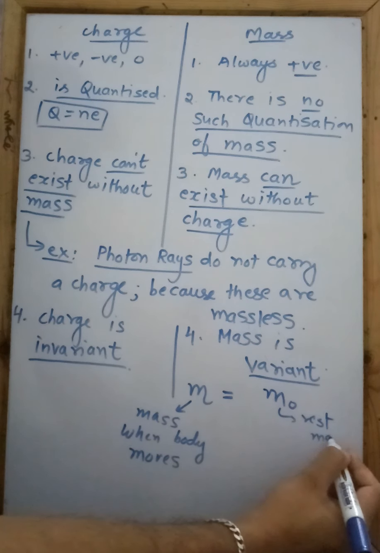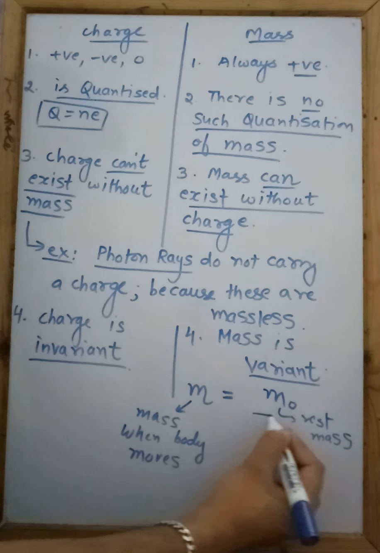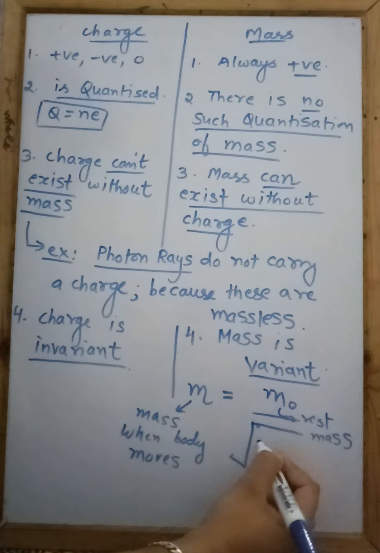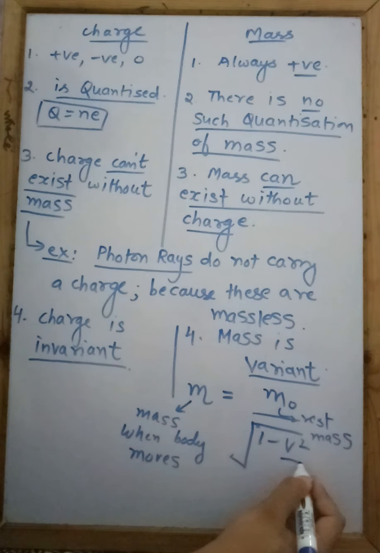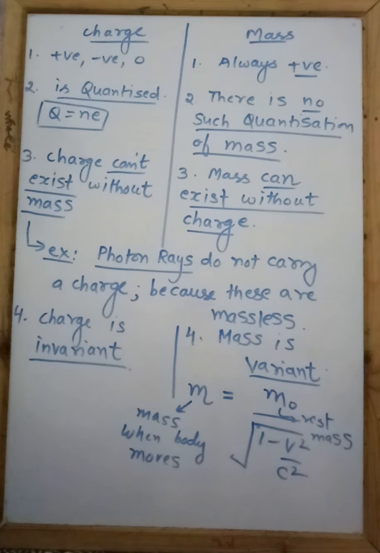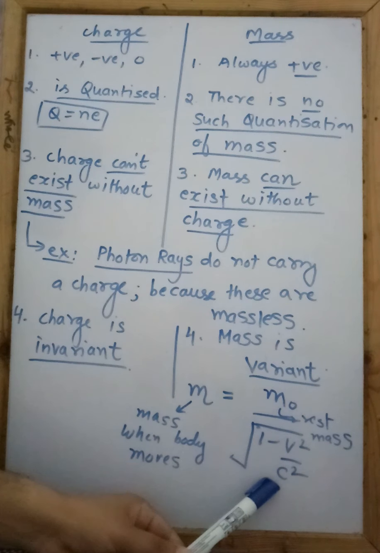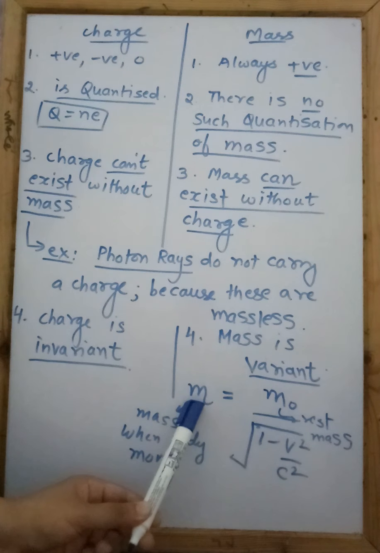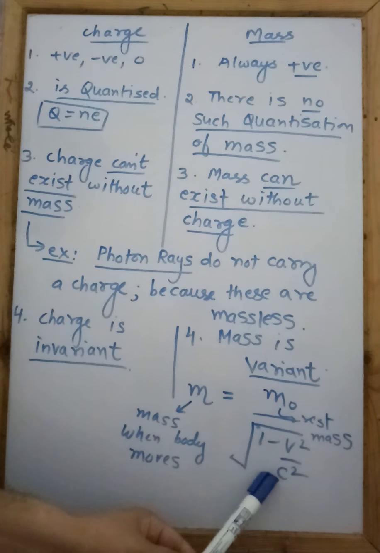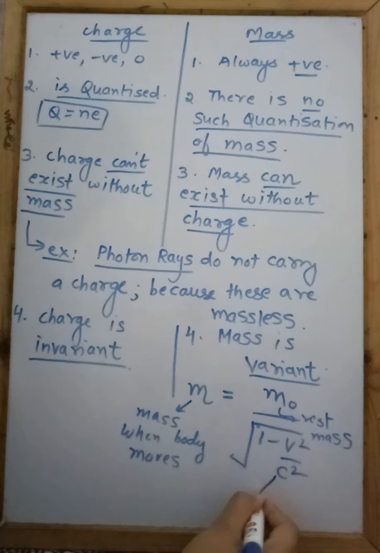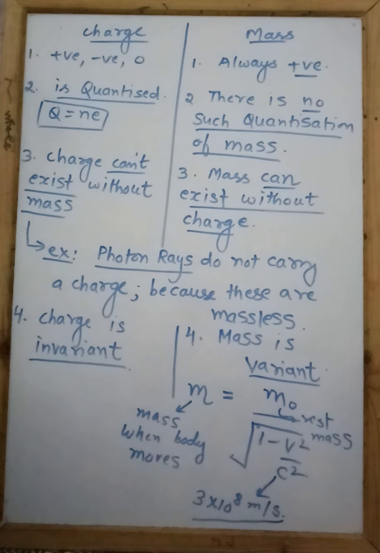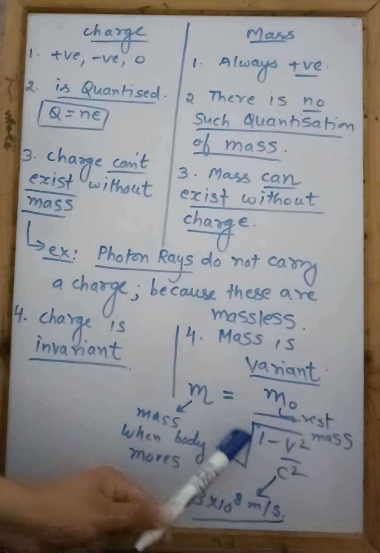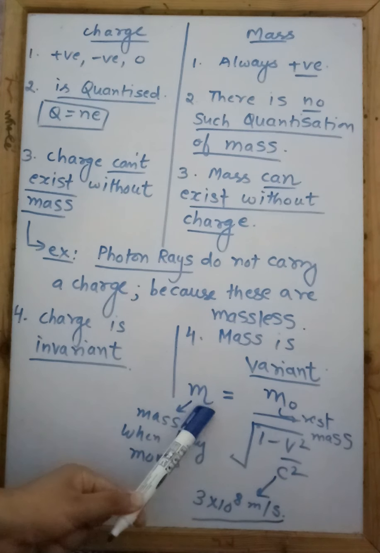So the relationship is that m is equal to m naught divided by under root of 1 minus v square over c square, where v is the velocity of the body and c is the speed of light. v is the velocity of the body which is moving, whose mass we are writing here, and c is the speed of light which is 3 into 10 to the power 8 meters per second. You know this is the fundamental constant. So according to this relation, if a body starts to move, its mass will change.